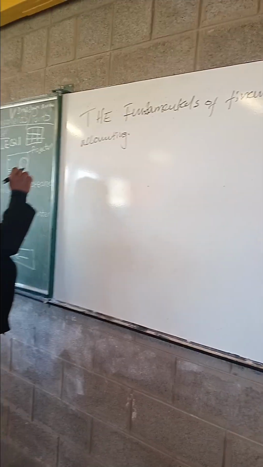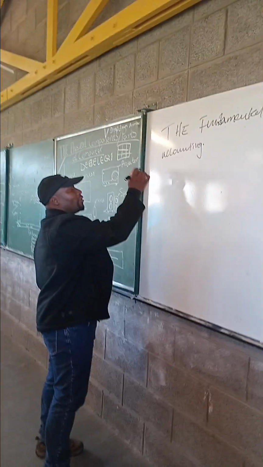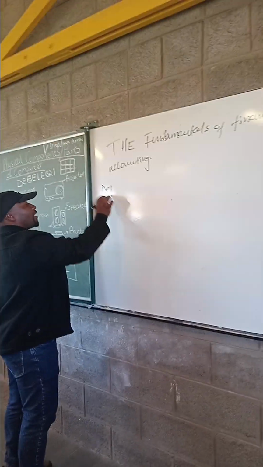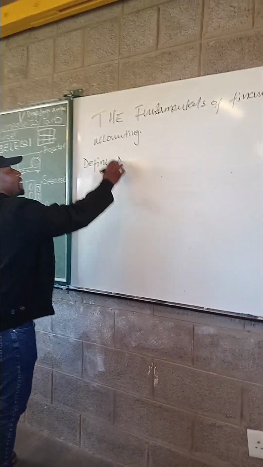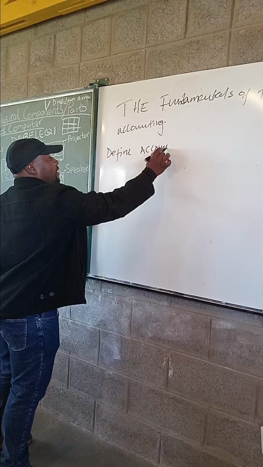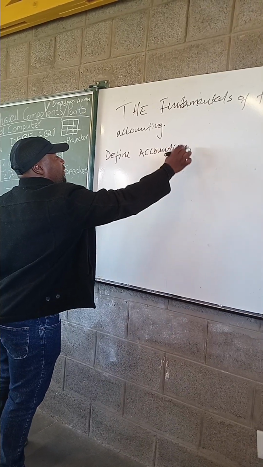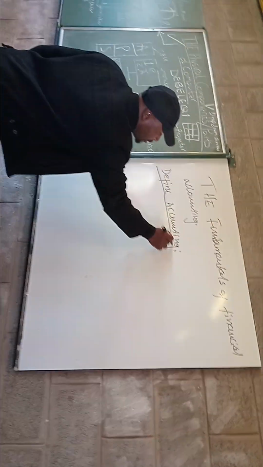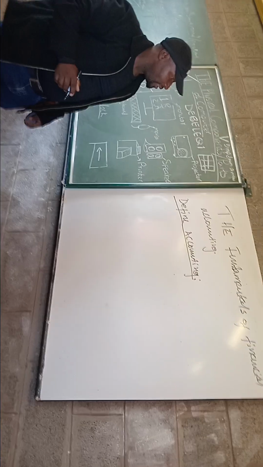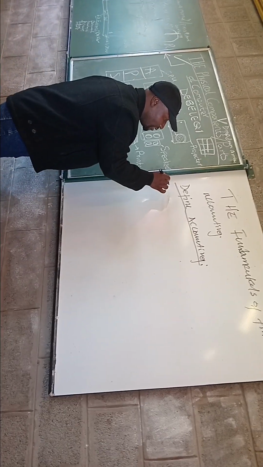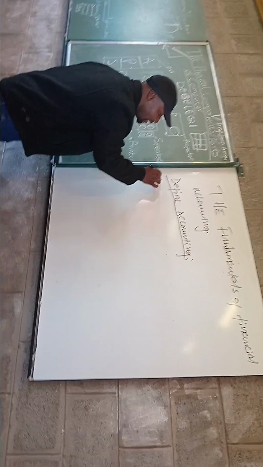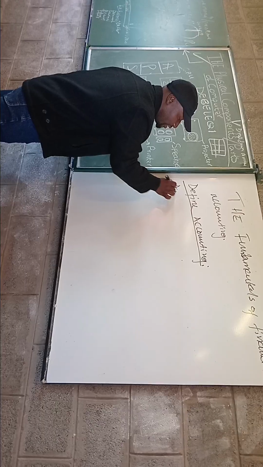Before we can start, we first of all have to define accounting. The definition of accounting. When we define accounting, we refer to accounting as an information system.